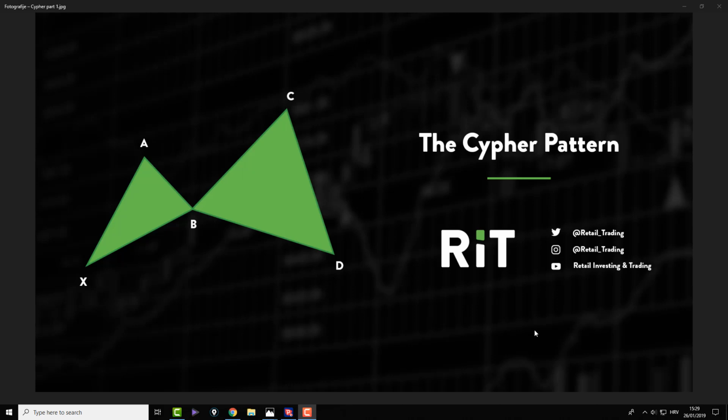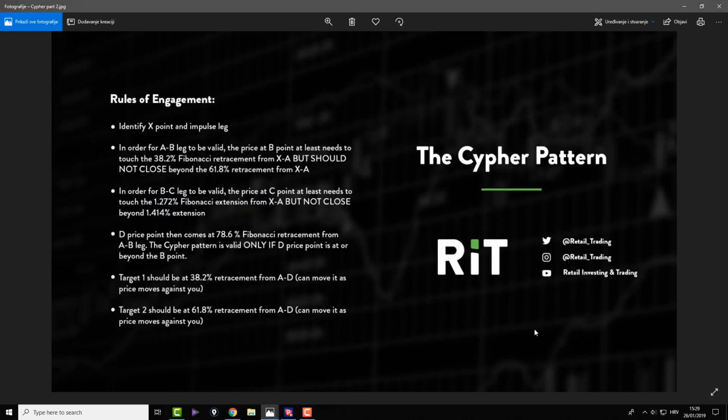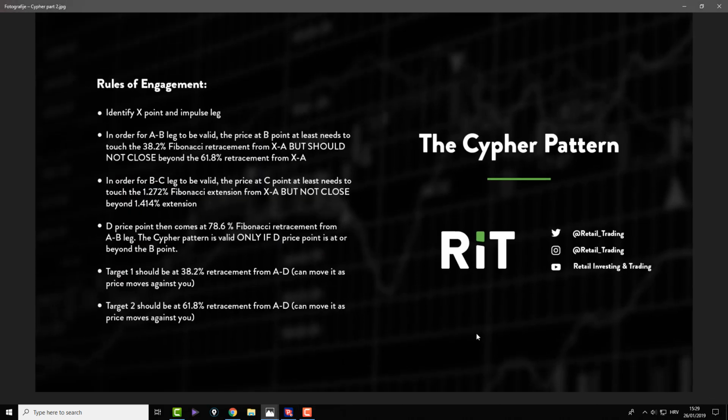So as before, if we go to the rules, I have them in front of me right there. And again, we will go through identifying the X point, the impulse leg, BC leg, CD leg, what are the rules for the completion point, what are the targets, and then we will go back to the charts and show you one real life example of a EUR/USD Cypher pattern, which actually happened, I believe, 2 or 3 days before me recording this video.